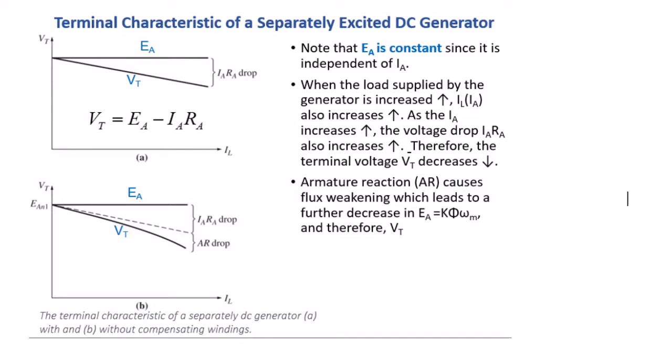So we want to see how VT changes with the line current. Line current actually represents the load. If the load is 0, then the line current will also be 0. If the load is high, then the IL or line current will also be high. So again, what we'd like to see here is how VT, the output voltage of the generator, changes when the load changes.